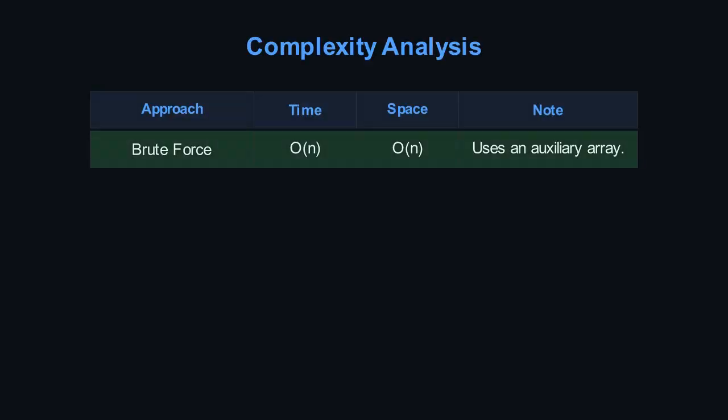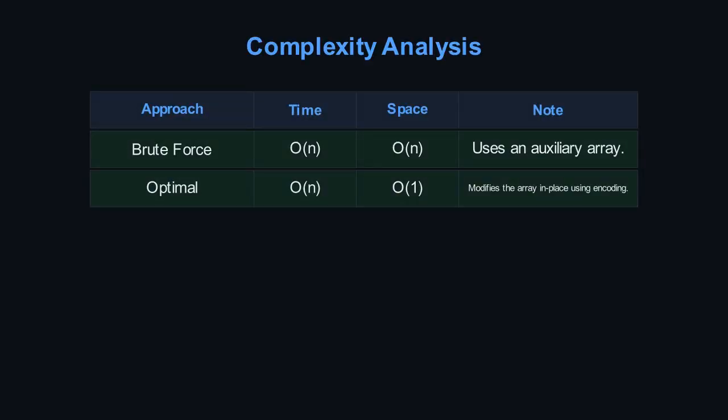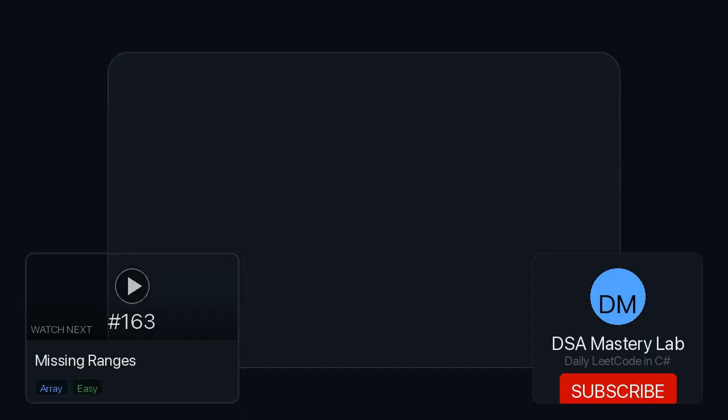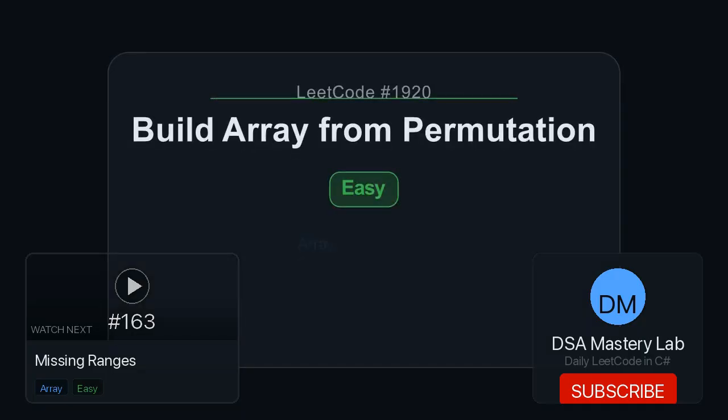This optimal solution achieves O(n) time complexity due to two passes over the array. Crucially, it uses O(1) constant space complexity by modifying the array in place. This in-place trick is powerful for space optimization.